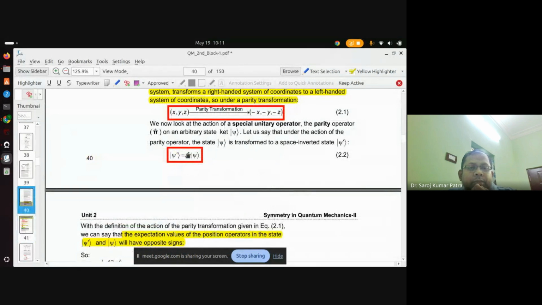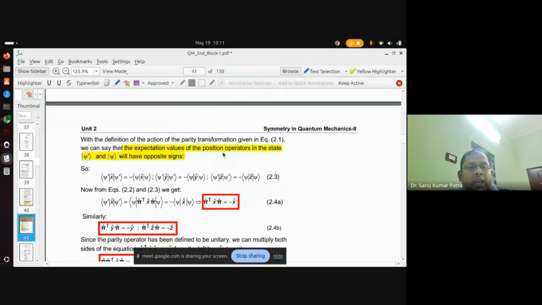अगर हम पैरिटी ऑपरेटर ले रहे हैं और उसको ऑपरेट करेंगे psi के ऊपर, तो क्या होगा? x का जो एक्सपेक्टेशन वैल्यू है वो पैरिटी ऑपरेटर यूज करने से वो माइनस x हो जाएगा. कैसे? psi prime x psi prime will become minus of psi x psi. So similarly for y and similarly for z.